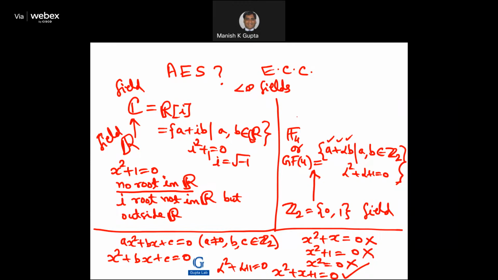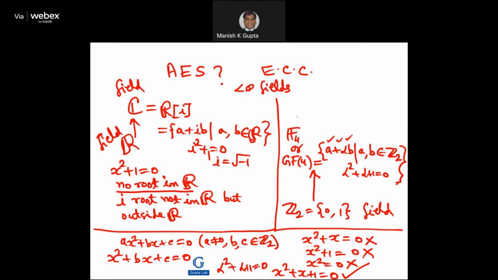Of course, we don't have that kind of formula here, but what we can do is, since a, b, c are finite, a can take only one choice and b and c can take two choices, because a should be non-zero, so a should be 1. So the equation reduces to x square plus bx plus c is equal to 0. Now there are 4 equations possible, right? 2 choices for b, 2 choices for c: 0, 1, 0, 1. So I can write down all the 4 equations and check by plugging the values 0 and 1 in each of these 4 polynomials, and see which one has no root in the ground field Z2.